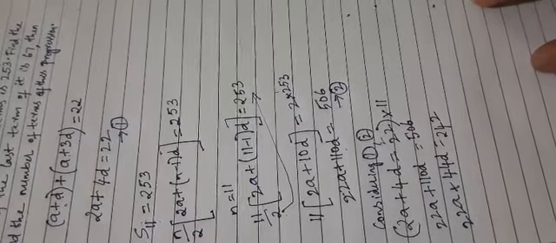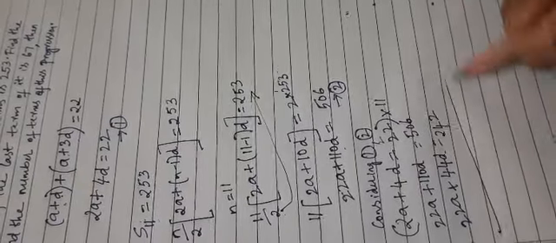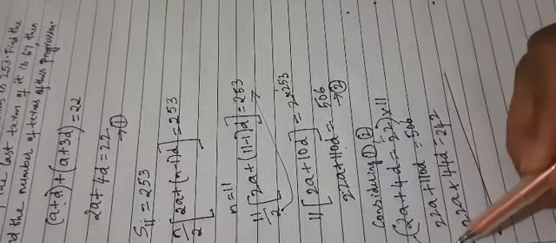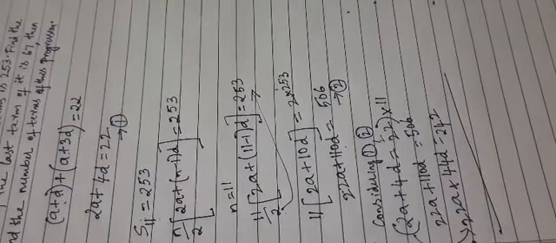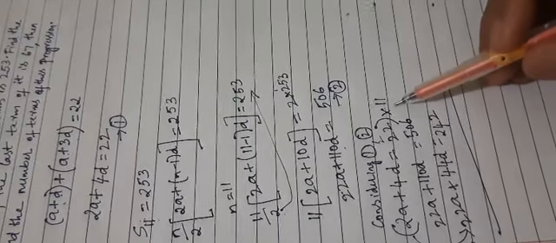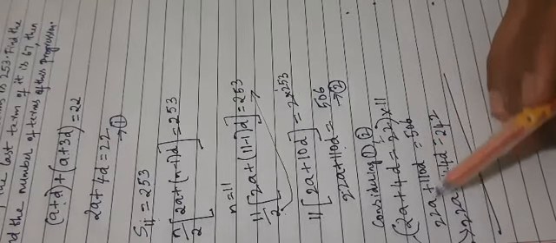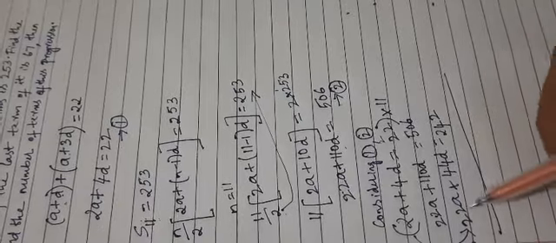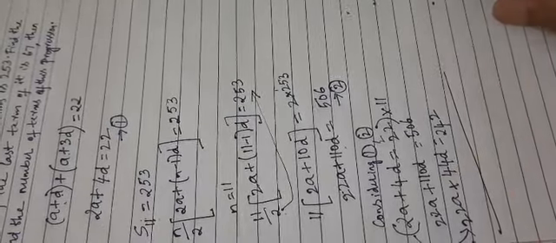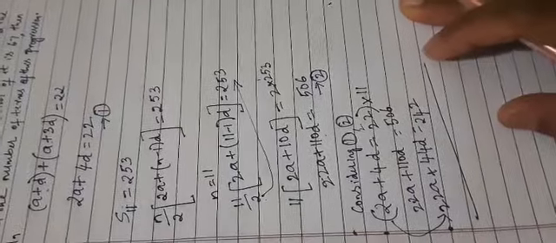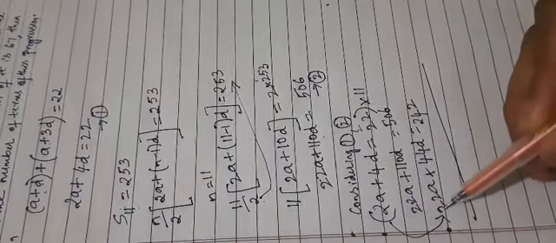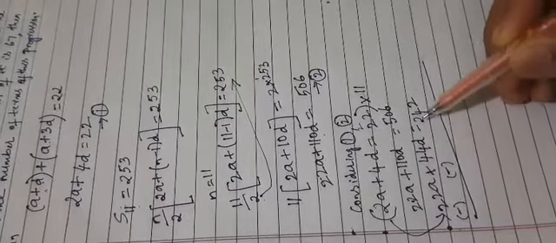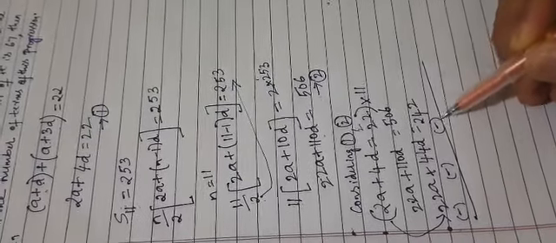Now we will solve these two equations by elimination method. This has come over here after multiplying by 11, and equation 2 as it is. Now if we solve using elimination method, here it is plus, it becomes minus, here it is plus, it is minus, here it is plus, it is minus.